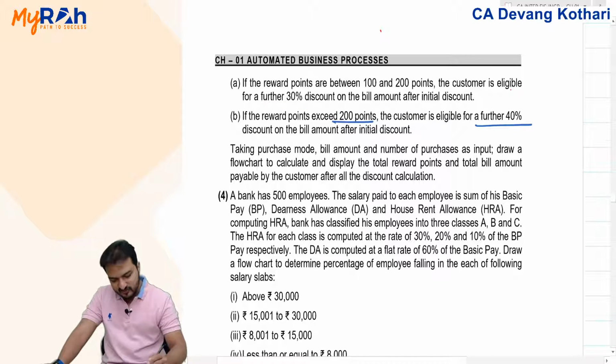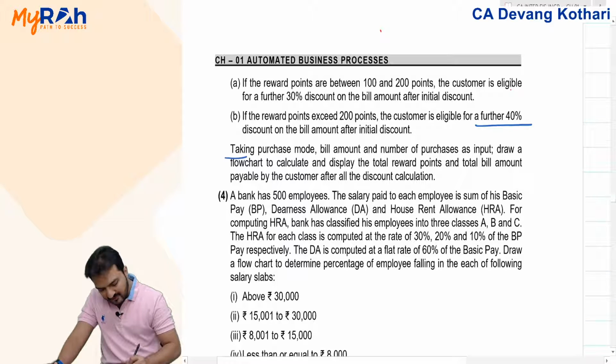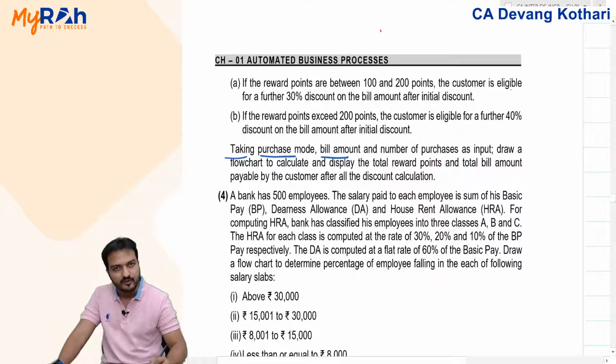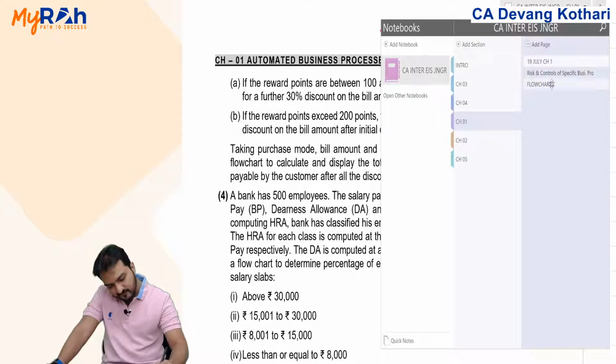Now for this question, they have already told you to take purchase mode, bill amount and number of purchases as input, and they say you make a flowchart to calculate, display the total reward points TRP and the total bill amount payable by the customer. So I'll show that here. Dekho.